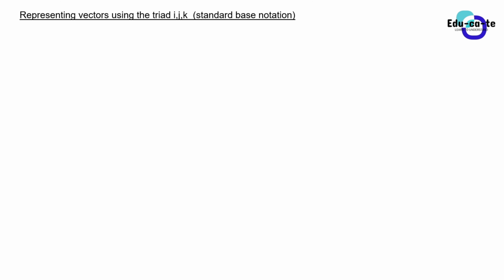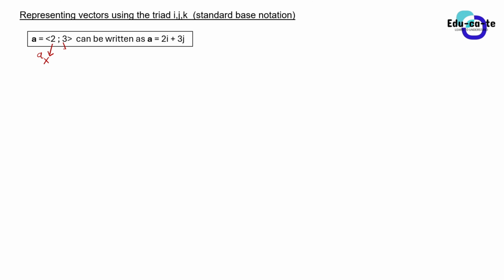Now basically the standard base notation works like this. This is a vector A given by 2, 3. Remember that the 2 here represents the x component of A, and the 3 here represents the y component of A. So this is vector A expressed using its components, 2, 3 in this case.